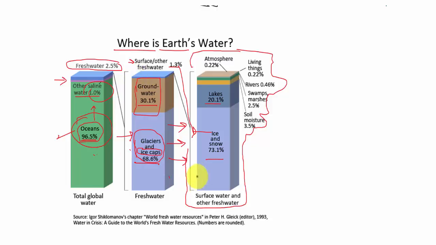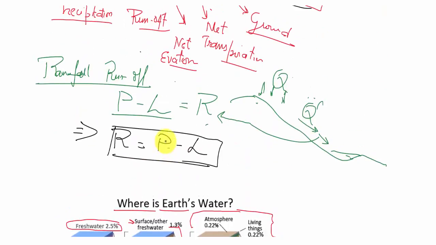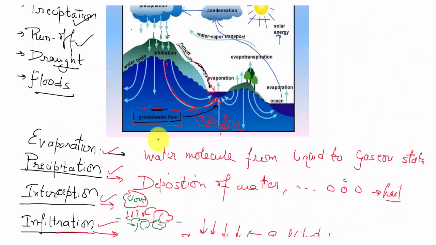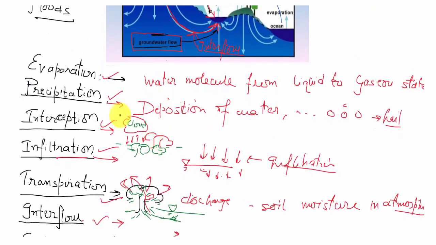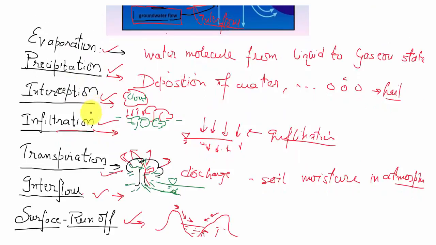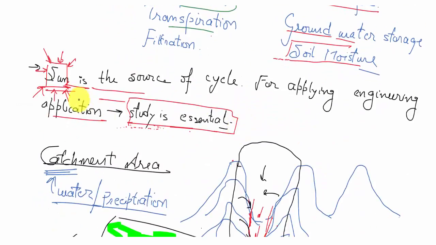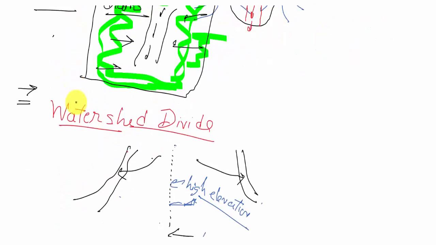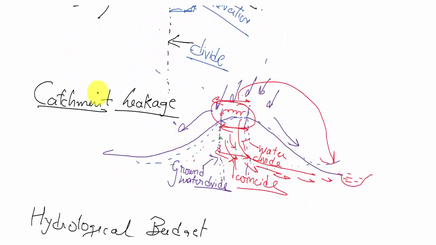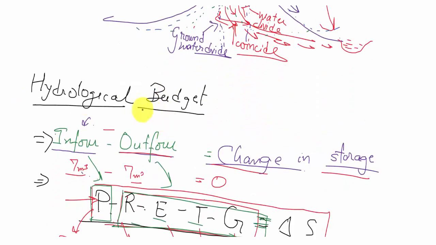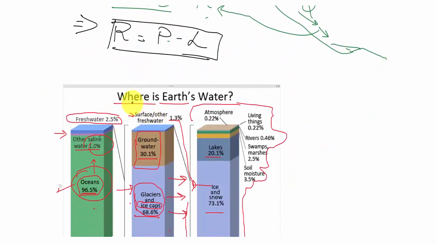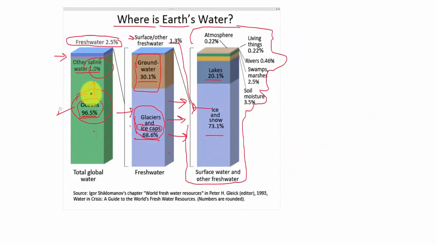So, in this series, we have seen an introduction to hydrological processes. We have looked at the hydrological cycle. Then we have looked at various terms, evaporation, transpiration, like this. Then we have looked at catchment area definition, drain, catchment area divide, watershed divide. Then we have looked at catchment leakage, then the hydrological budget equation, where inflow minus outflow is change in storage. Then we have seen Earth's water distribution.